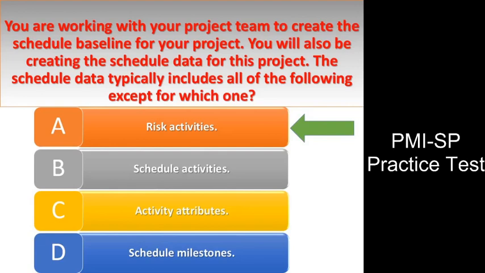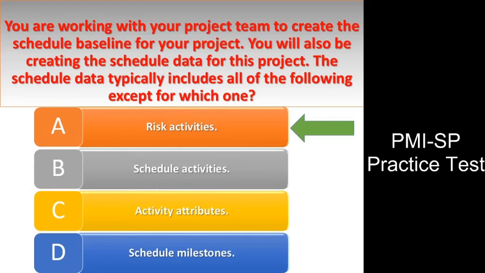Answer A. Explanation. Risk activity are part of the schedule data. Risk is documented in the risk register, and monitored and controlled throughout the project. In some instances, risk may be part of the activity attributes. The schedule data includes the schedule milestones, schedule activities, activity attributes, and the assumptions and constraints. Schedule data includes the schedule activities, schedule milestones, activity attributes, and documentation of all known assumptions and constraints.